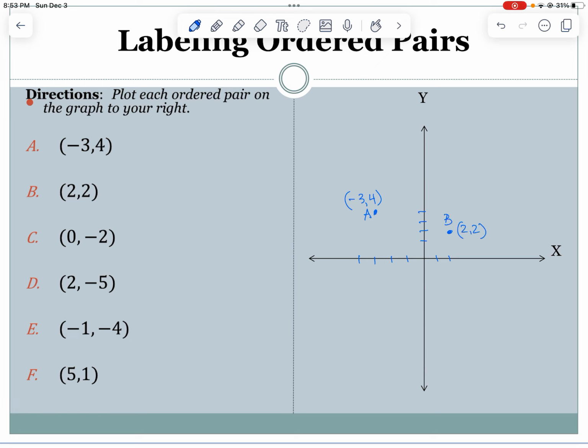I'd like you to continue plotting these points, and when you're finished, just look at the screen and see if in fact you have the same coordinates that I do.